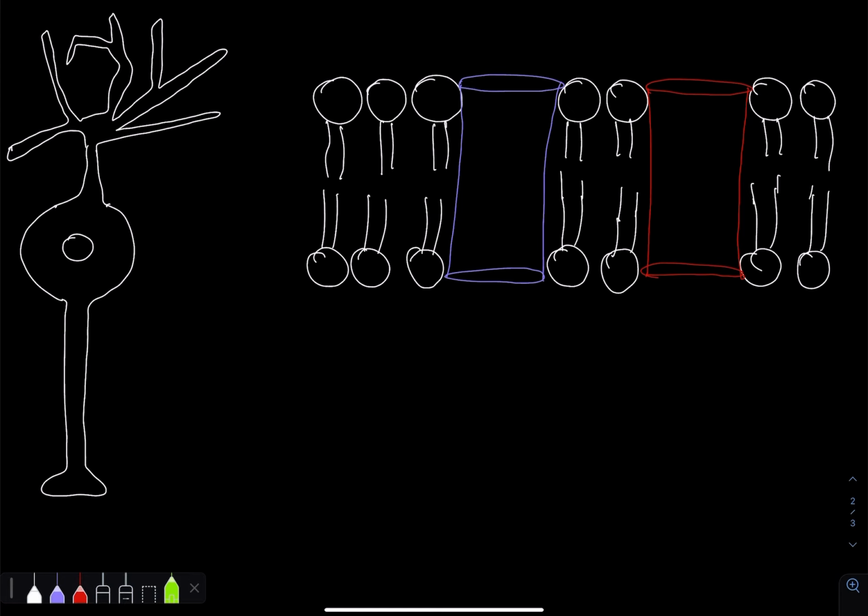So, here, we have chloride ions on the outside, and we also have sodium ions on the outside. We still have some on the inside, but they're more abundant on the outside when we're at rest. So the neuron is not firing. It's not doing anything. It's just sitting there. We have also more potassium ions on the inside.